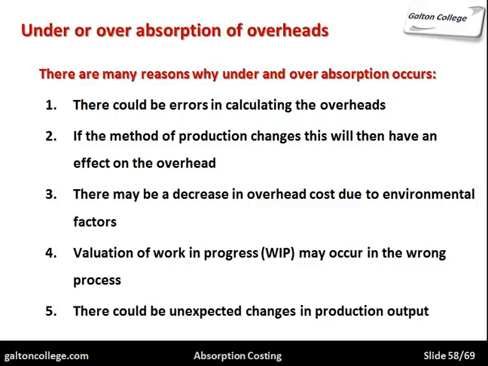There could be unexpected changes in production output. This can be attributable to many factors. It could be there are issues with labour. The workforce may be unhappy about certain policies of the business and perhaps have strike action, which will affect production and output. Or it could be that there's adverse climatic effects, which means supplies of raw materials can't get through. There are many factors which could affect production and which will affect the absorption rate.